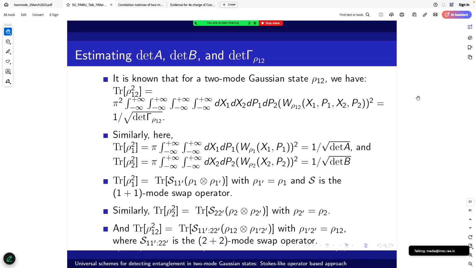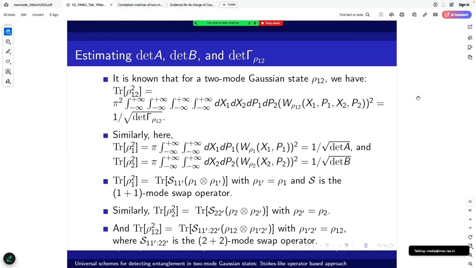So, if you can provide me 2 copies of the 2 mode Gaussian state, therefore 2 copies of the reduced states also, and I perform measurement of this 1 plus 1 mode swap operator on those 2 copies, I will get trace of rho 1 square. Now, the question is, how will you actually realize measurement of the swap operator? That is a big question, but in principle one can do it. There are some proposals for realizing the swap operator for infinite dimensional systems also.